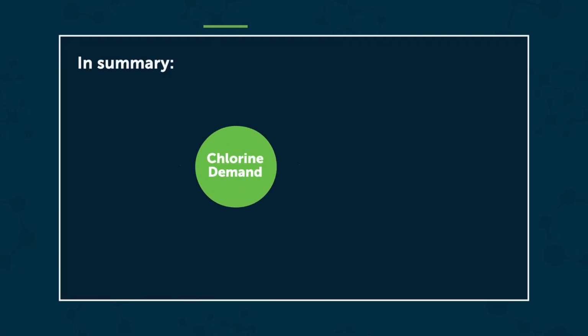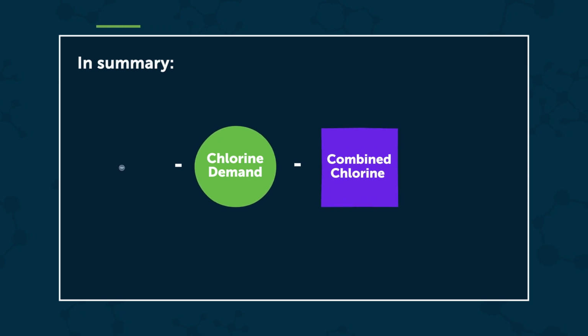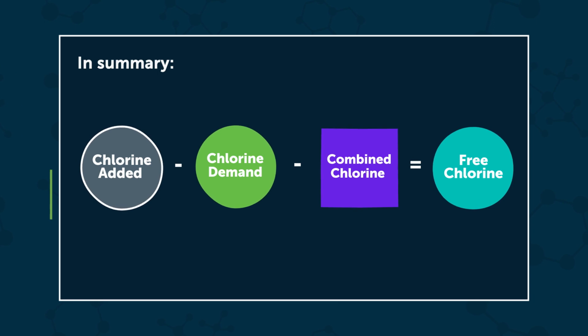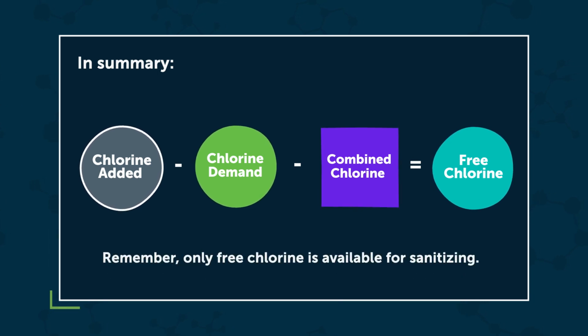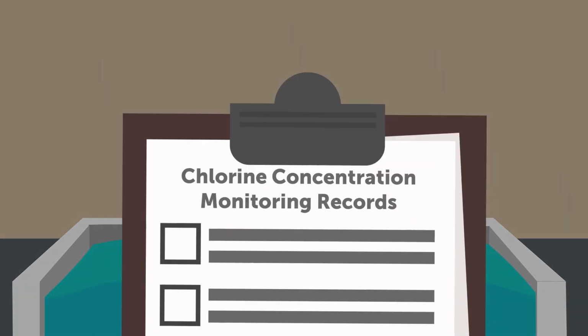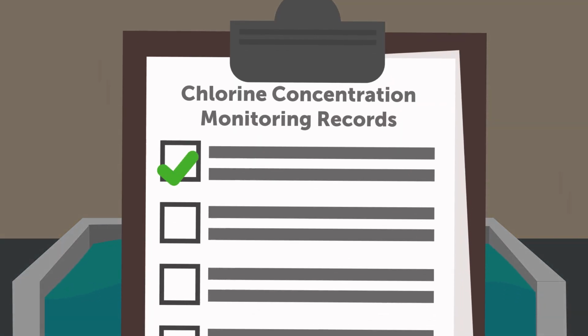In summary, if we subtract the chlorine demand and the combined chlorine from the added chlorine, this equals the free chlorine. Remember, only free chlorine is available for sanitizing. Your job as a supervisor is to verify that the concentration of free chlorine in a sanitizing solution is monitored and maintained.